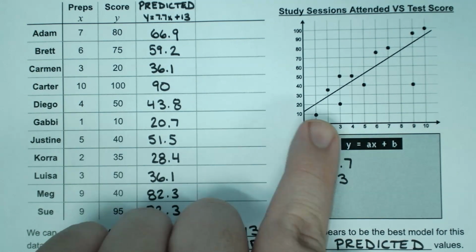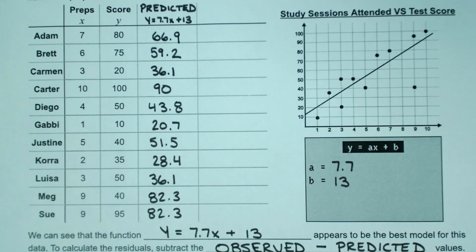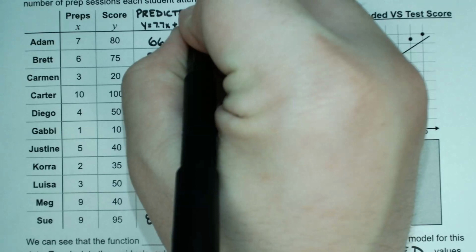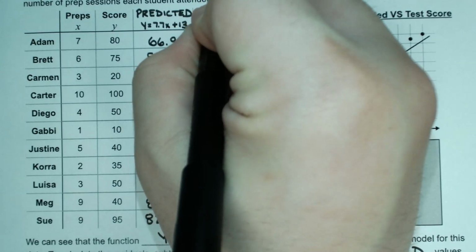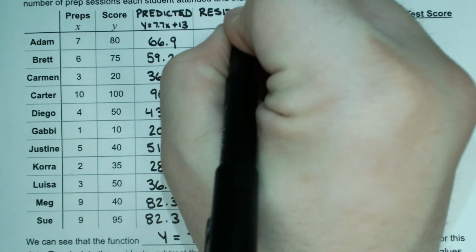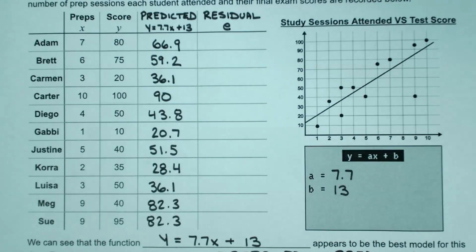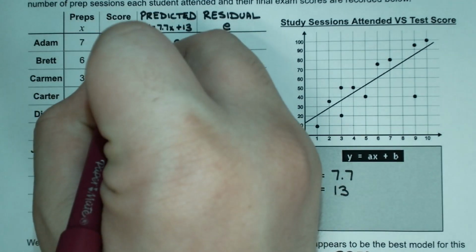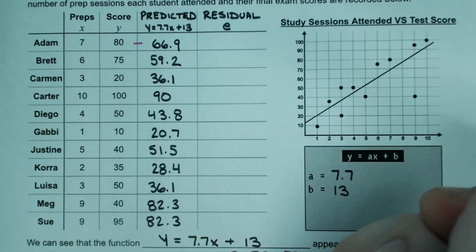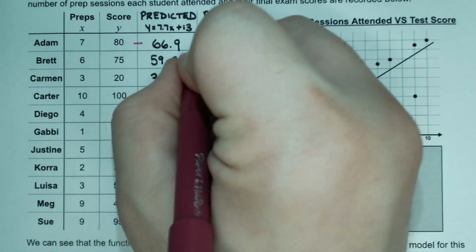How we're going to find the residuals is just subtracting. So in the next column, I'm going to write residual, and the letter E. And then this one, you just have to type it out in your calculator. You're going to subtract for Adam 80 minus 66.9. Type that in, you get 13.1.